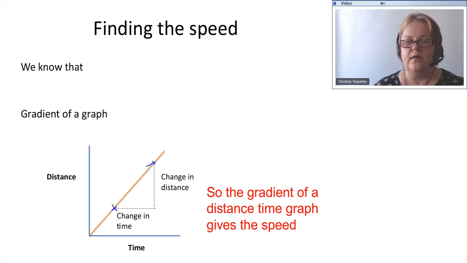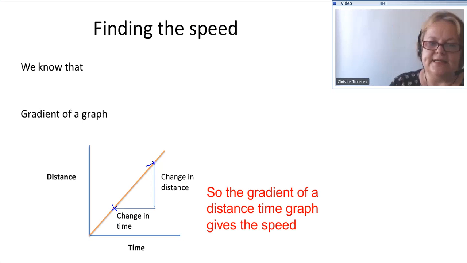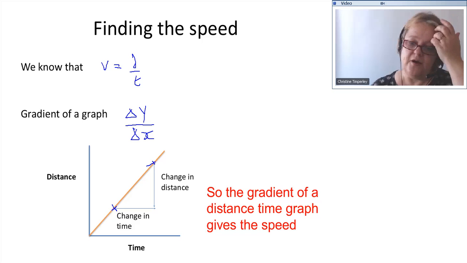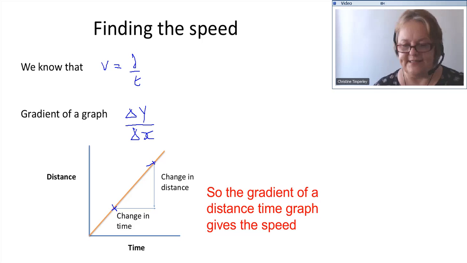We know that speed, V for now, is distance over time. And we also know that the gradient of a graph is the change in y values, and I'm going to use a little symbol delta to mean a change in. Strictly speaking, it's the change in the y values divided by the change in the x values. You may know it as rise over run, or just change in y divided by change in x. The symbol delta is all that means, to save me writing it out.